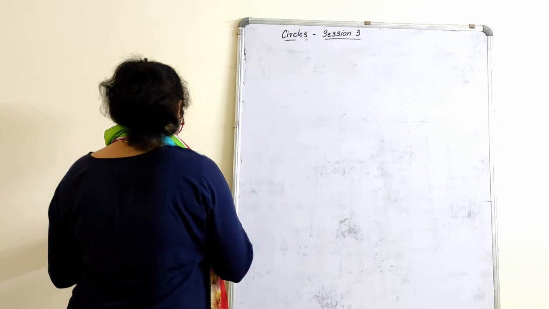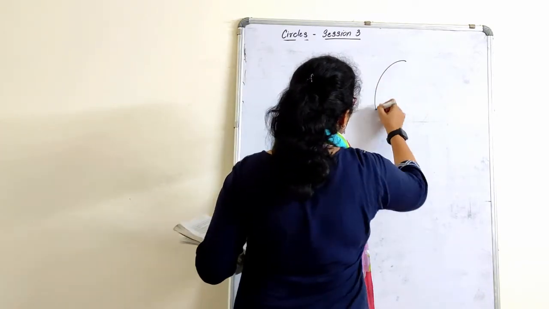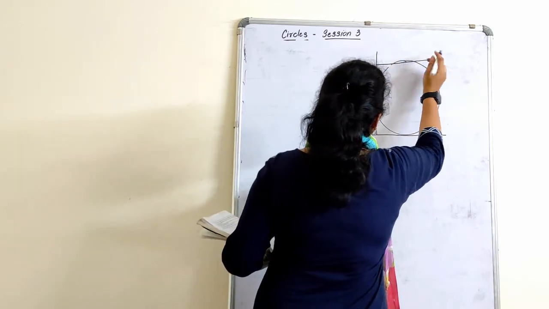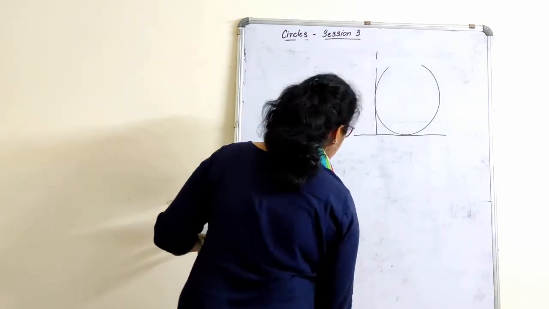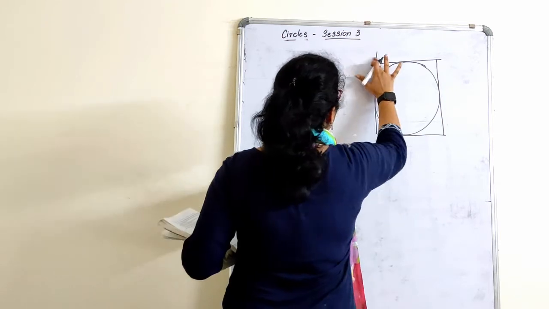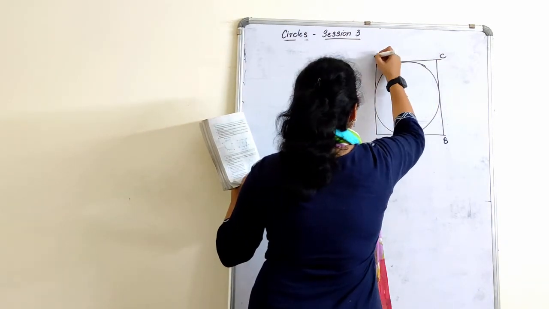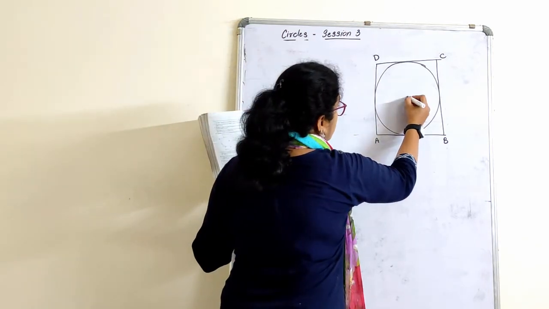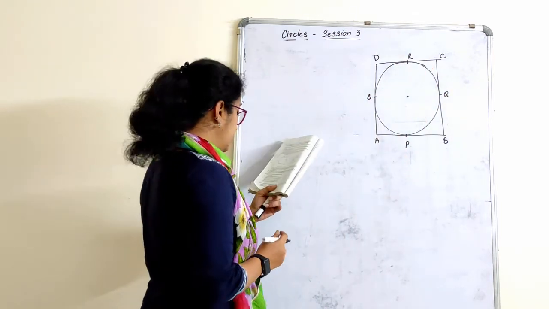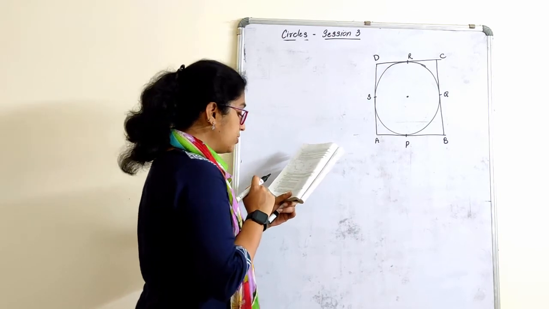Prove that the opposite sides of a quadrilateral circumscribing a circle subtend supplementary angles at the center of the circle. So we have a circle. O is the center of the circle. So this is the quadrilateral. Let us consider ABCD as given, with P, Q, R and S. Now what they have asked here is that opposite sides of a quadrilateral circumscribing a circle subtend supplementary angles at the center of the circle.